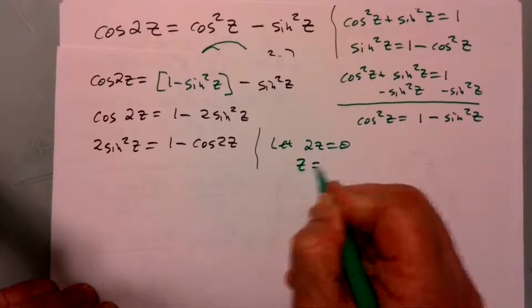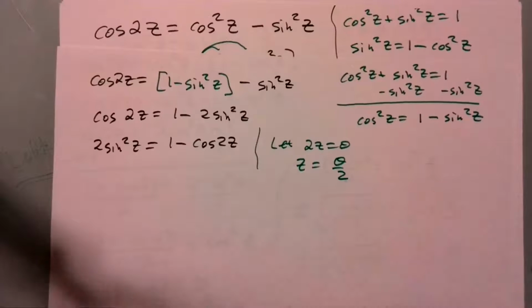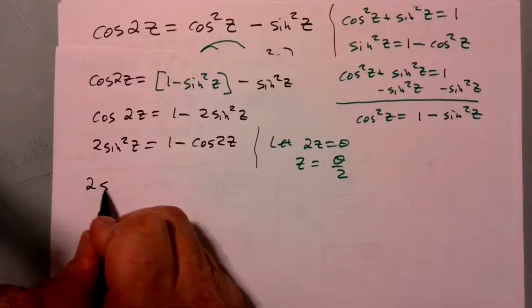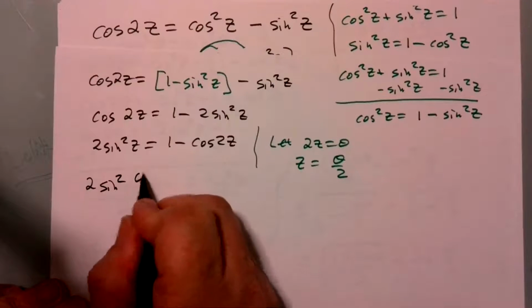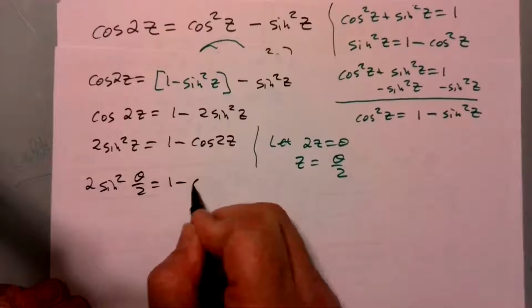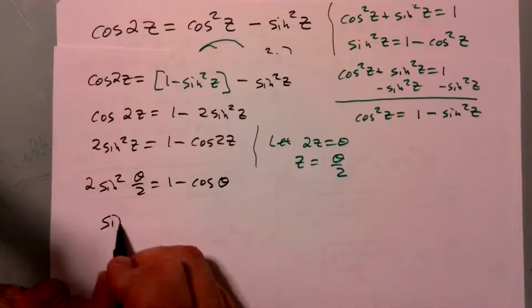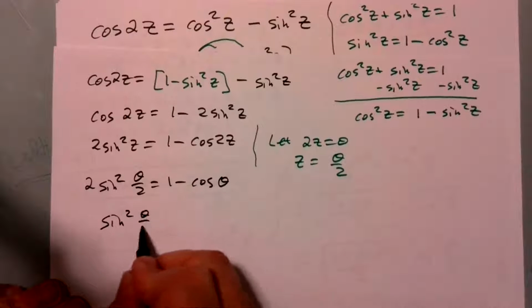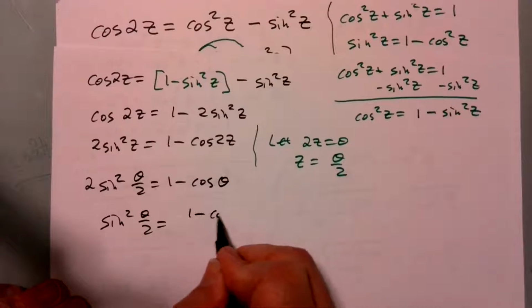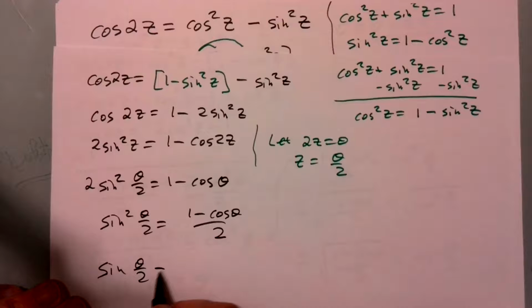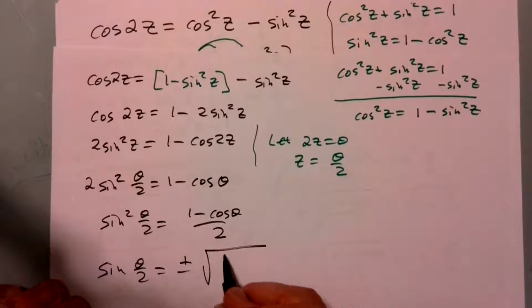Same as before, let 2z equal theta, which means z is theta over 2. So we get 2 sine squared theta over 2 equals 1 minus cos 2z, which is theta. Divide both sides by 2. Sine squared theta over 2 is 1 minus cos theta over 2, which looks a lot like the other one. Take the square root of both sides. Sine theta over 2 is plus or minus the root of 1 minus cos theta over 2.